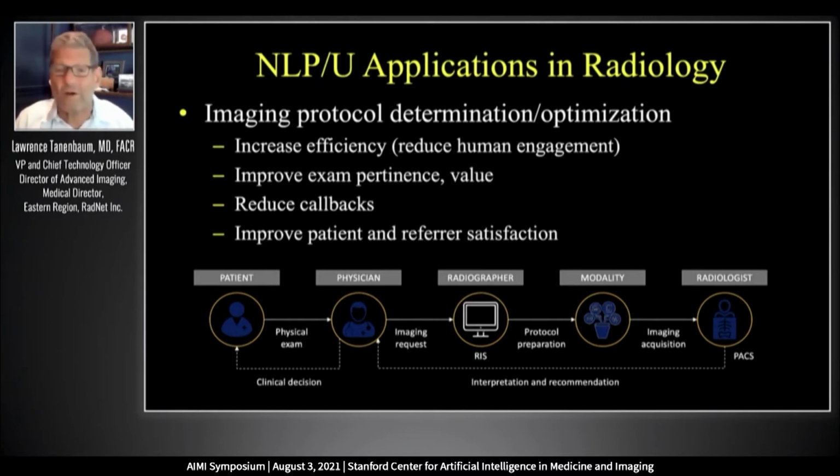Now, again, when it comes to the actual imaging process, you can use what's in the record to determine what actual protocol needs to be done in any given case. This, of course, reduces the need for human engagement, someone going through all the requests, because this will increase efficiency. It makes sure that the exam is more pertinent to the questions at hand, increasing its value. When you do things right the first time through, you have fewer callbacks. And of course, that makes a big difference. And it all leads to better patient satisfaction.